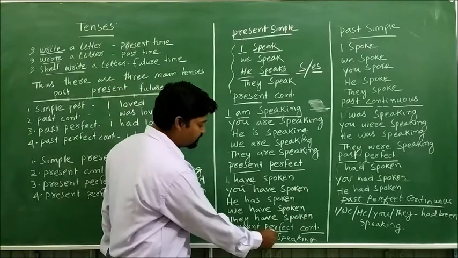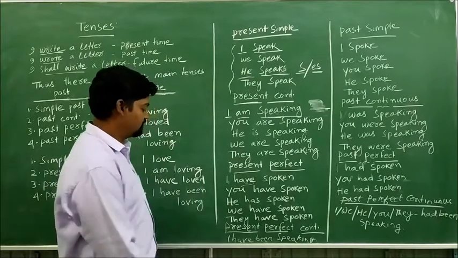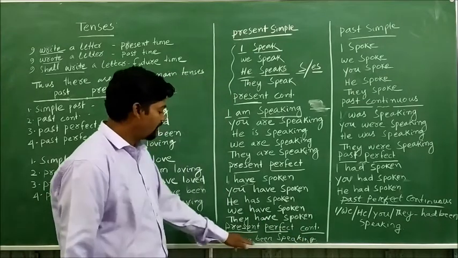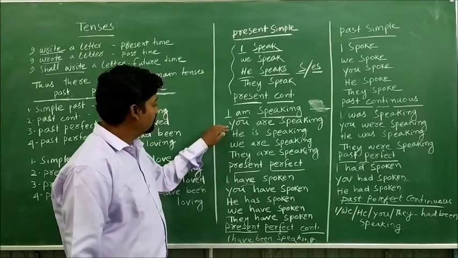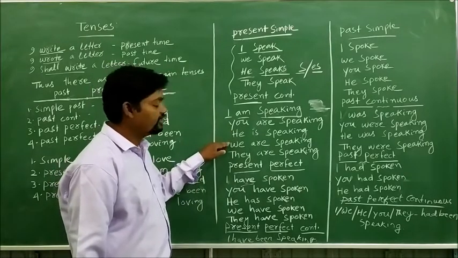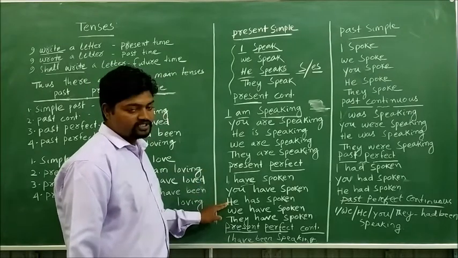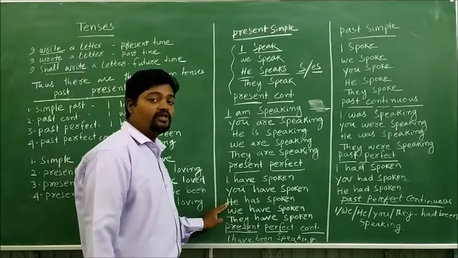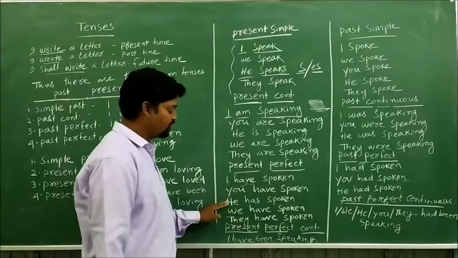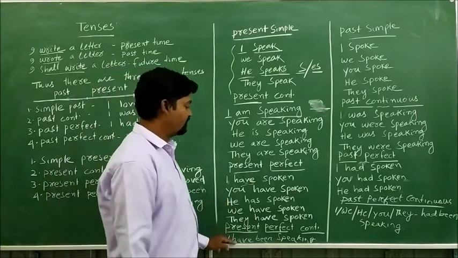Next, present perfect continuous tense. I have been speaking. You have been speaking. We have been speaking. With third person singular, he has been speaking. We don't say he have been speaking. We have to use he has been speaking.